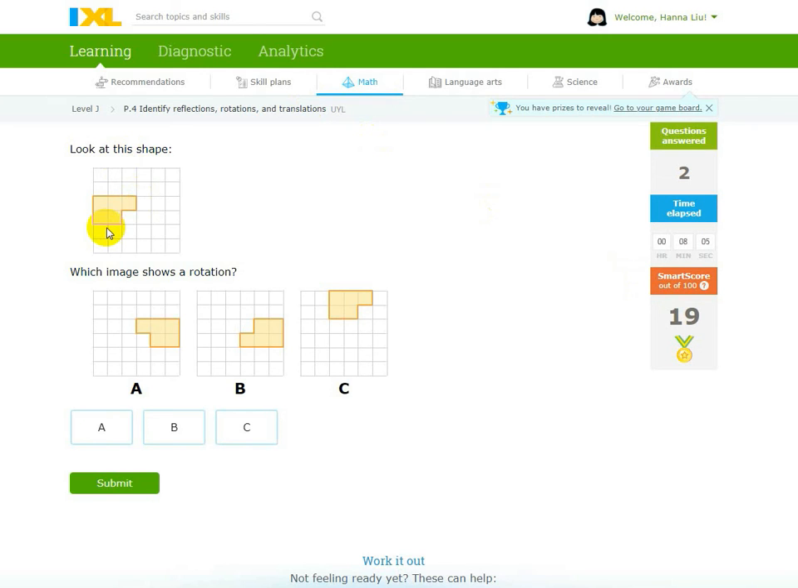So as you can see, number B, once again, is not facing the same way the original shape is. However, it is not mirrored either. So therefore, our answer would be number B.